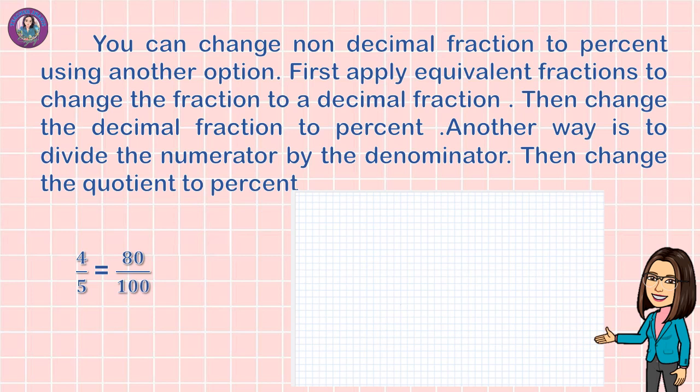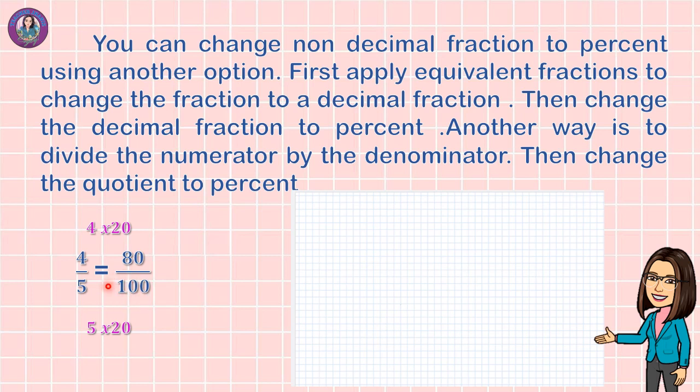4/5 is equal to 80 out of 100, or 80 hundredths. We're able to get 80 out of 100, so we look for the equivalent fraction of 4/5 with a denominator of 100. So we multiplied 5 by 20. Since we multiply the denominator by 20, we will also multiply the numerator by 20. So 4 times 20 is 80, and 5 times 20 is 100.